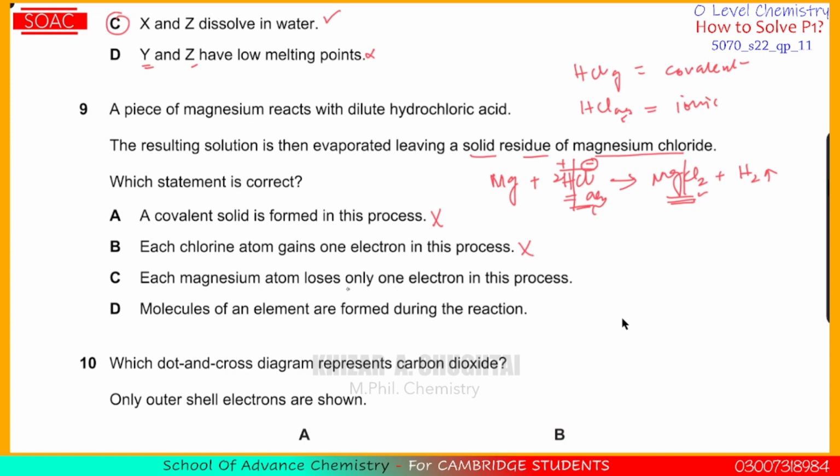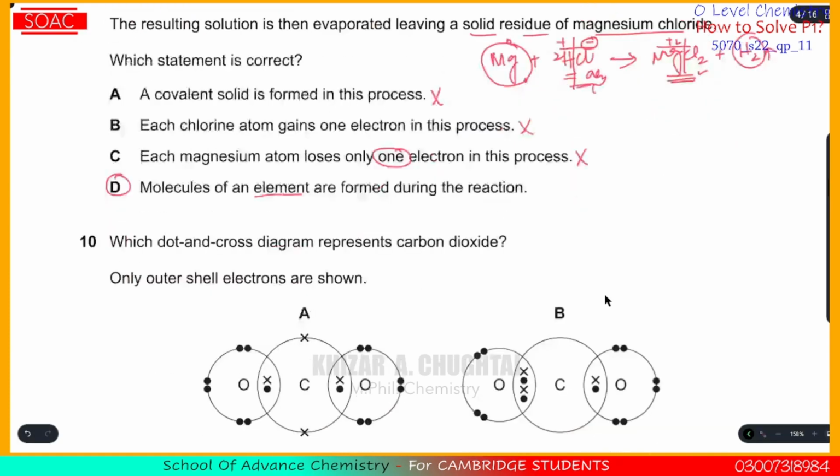Each magnesium atom loses only one electron in this process? Magnesium has 2 electrons in its last shell, and in this case it forms a +2 charge, so no, it is losing 2 electrons, not 1. So only one is left. Basically, hydrogen is formed, that is a molecule of an element. D is the correct option.